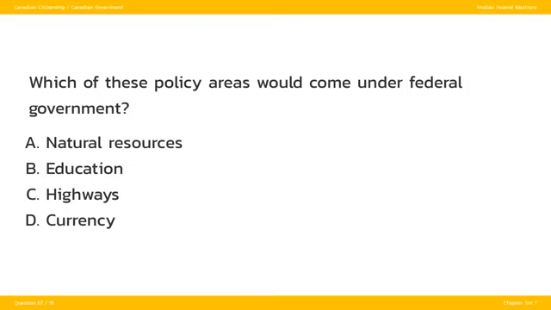Which of these policy areas would come under federal government? A. Natural resources. B. Education. C. Highways. D. Currency. The answer is D. Currency.